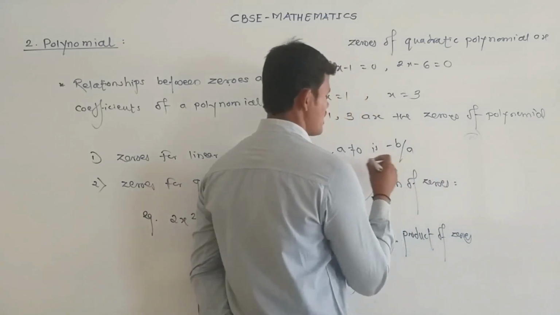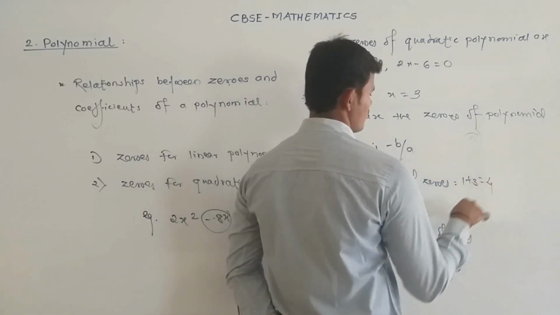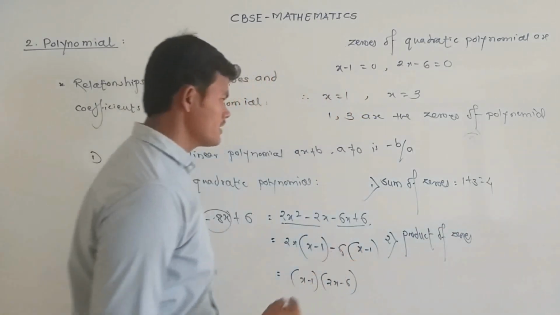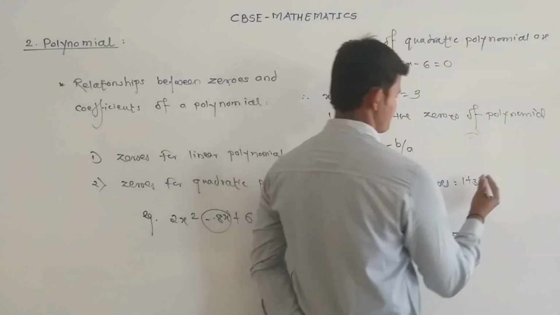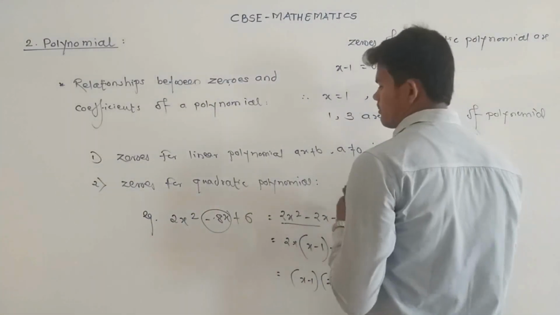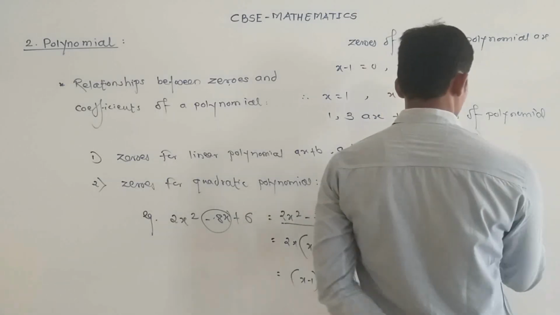The sum of zeros: the first zero is 1 and the second zero is 3, so the sum of zeros is 4. Now check the relationship between the coefficients of the polynomial. Here, our middle term, that is the coefficient of x, is minus 8.